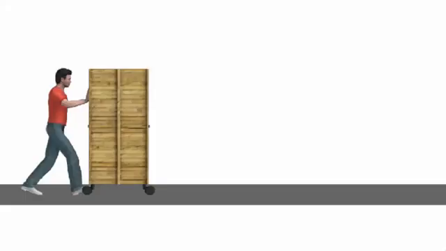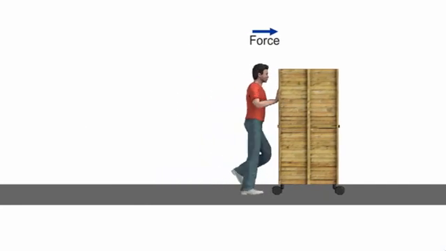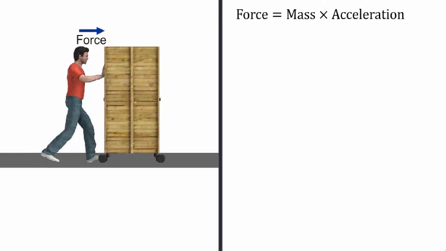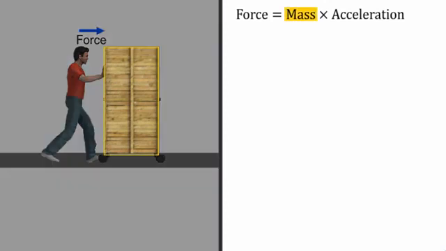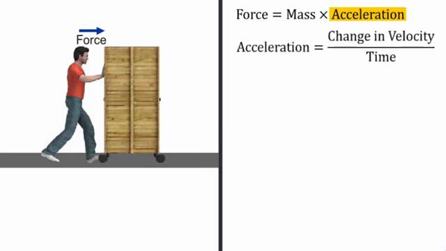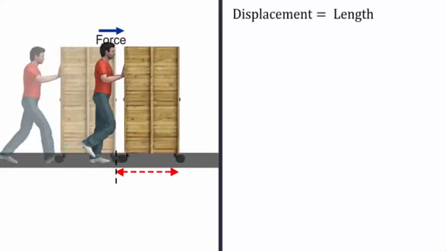For example, consider the quantity force. Force is the product of mass and acceleration. Mass is a base quantity, and acceleration is a derived quantity, which is the ratio of change in velocity to time. Velocity, which is also a derived quantity, is the ratio of displacement to time. Displacement, in basic terms, is length.